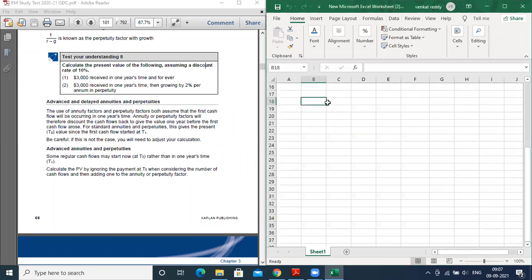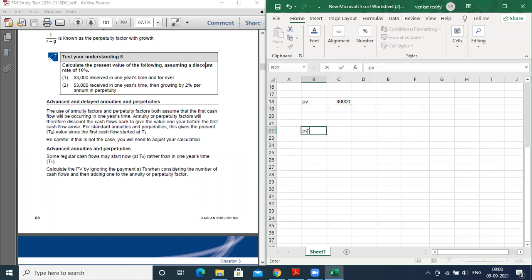That is very simple. The formula is the expected cash flow, 3,000, divided by the discount rate, which here is 10%. So the present value of this perpetuity will be 3,000. Sorry, it is 30,000, a small clarification. So the present value is 30,000. I believe you understood the formula for calculating the present value of a perpetuity. Is it clear?